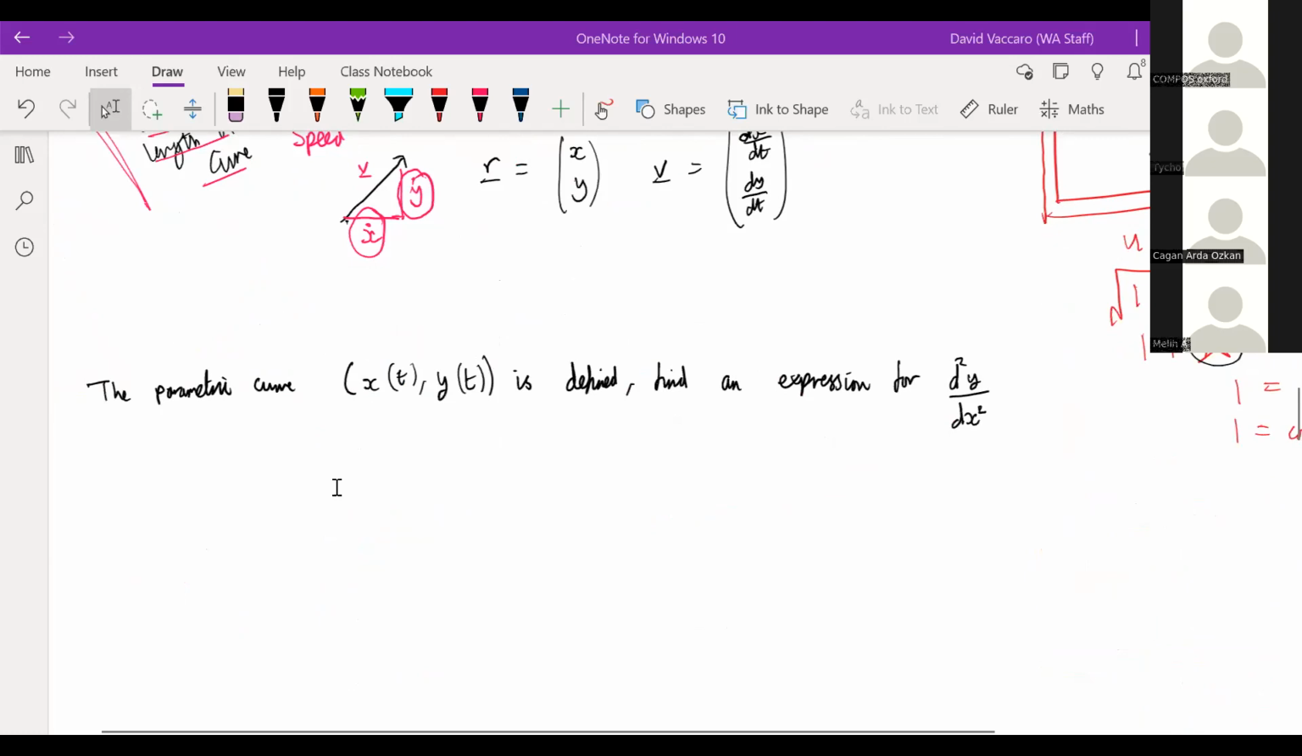Okay. This is something which is not often done. We've got a parametric curve, and we're asked to find the second derivative. I think everybody knows the first derivative: dy by dx is y dot t over x dot t. Explain the method you'd use in the chat if you were going to find an expression for the second derivative.